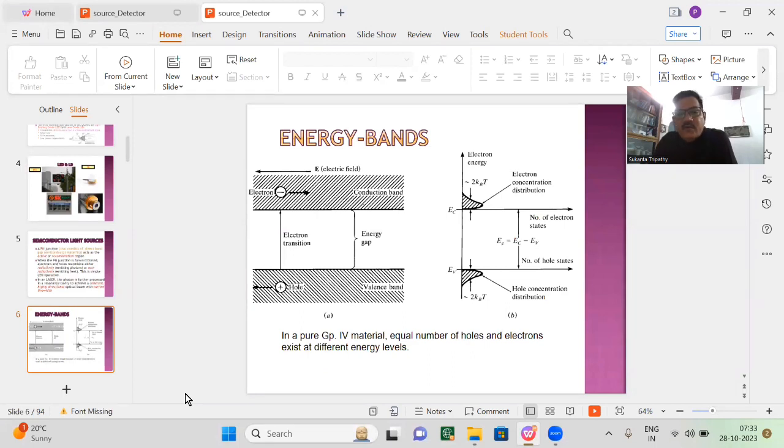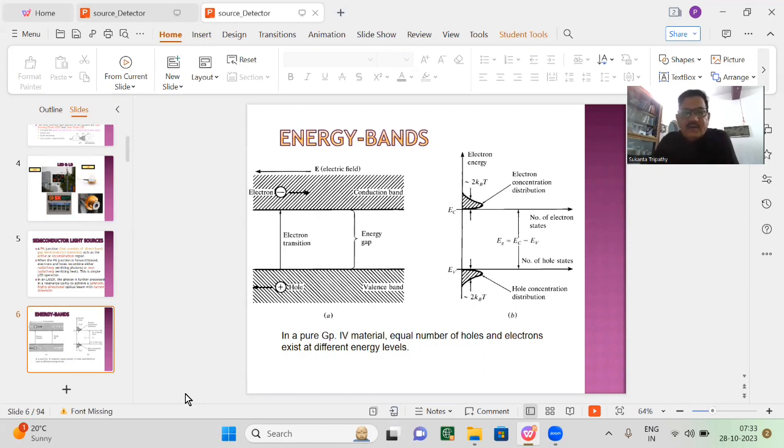Now, just to review what we have studied in earlier undergraduate classes, because this is essential to understand the basic principle of LED or LD, we will take some time to review what you have studied in your semiconductor physics in your undergraduate classes. Now, the diagram which I have shown is what is called an intrinsic semiconductor.